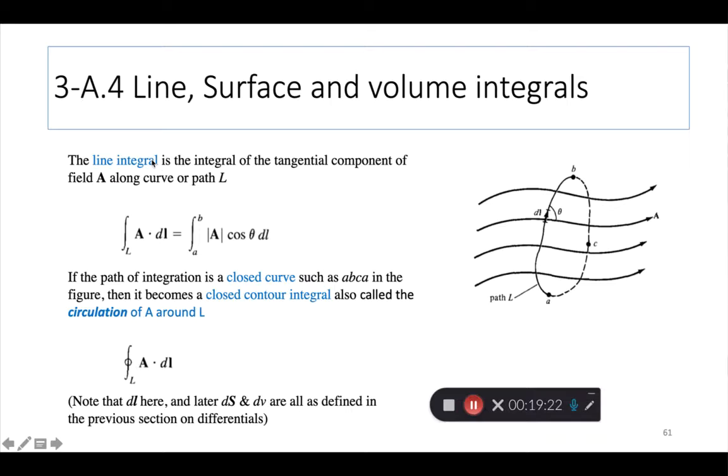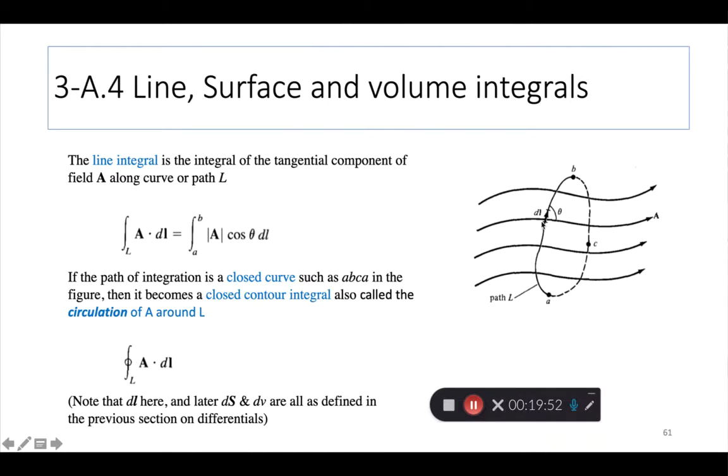And so the line integral is the integral of the tangential component of field A. So you need two things here to understand. First is the field, and then a path or a curve. So in this case, AB is a path. It can be a curve, it can be a straight line, all are allowed. But along this path, in this field, you first find a tangential component.